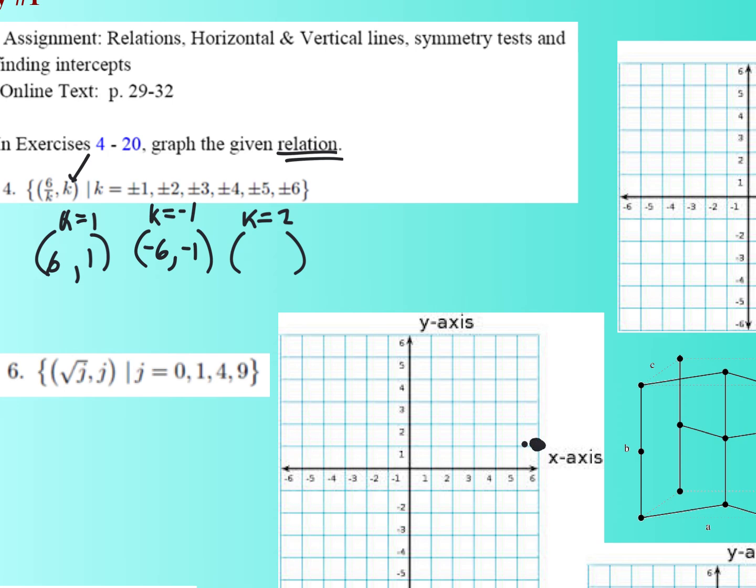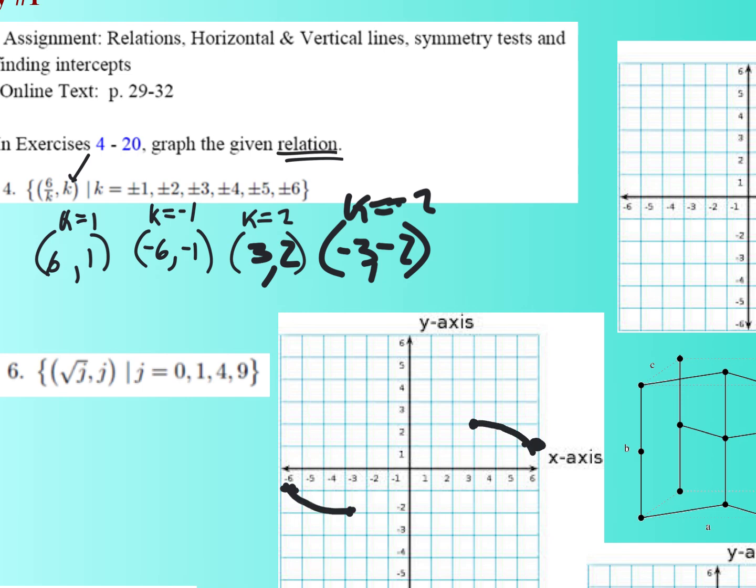And then negative 6, negative 1. And now I'm going to go, k is 2, then I'd have 6 over 2 is 3. And k is 2 is 3 comma 2 over 3 up 2. I still haven't figured out the pattern yet, but I'm going to try k is negative 2. So I put in negative 2 and I get negative 3, negative 2. Pretty soon I'll see the pattern. Oh, I see what's going on here.